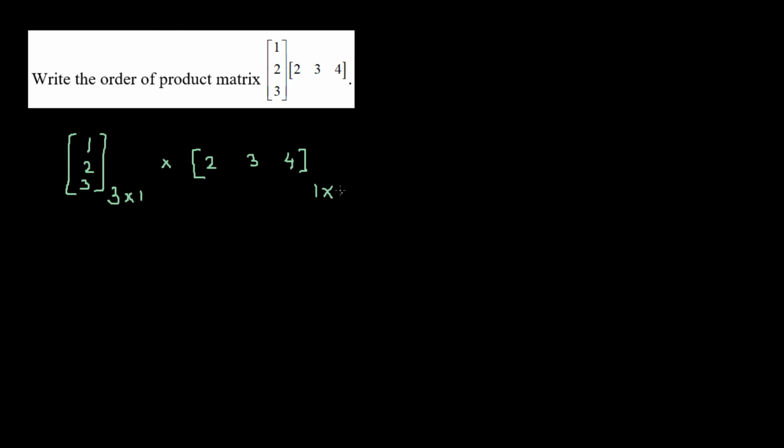1 by 3. So when it gets multiplied, all we have to check is the column of the first matrix must be equal to the row of the second matrix. If they are equal, then the matrix multiplication is possible, and the new matrix formed after multiplication will have the order such that the row will be equal to the row of the first matrix and the column will be equal to the column of the second matrix. So the matrix will have an order 3 by 3. So that is the answer. Let's go to the next question.